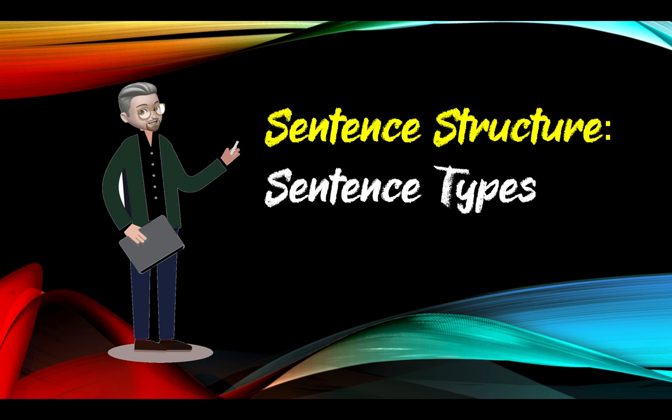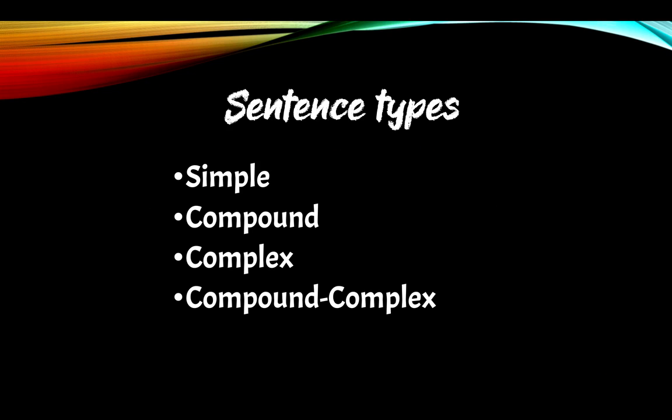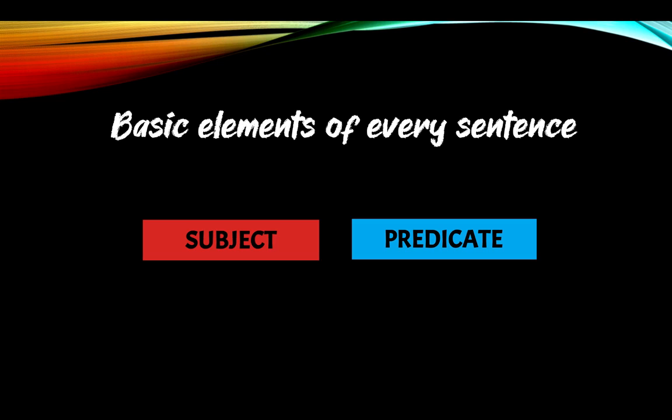P. In this lesson we're going to look at sentence structure and sentence types. So we have four sentence types: simple, compound, complex, and compound-complex. Compound-complex we're going to look at in another video. So let's start. By now you know that every sentence has a subject and a predicate, right?